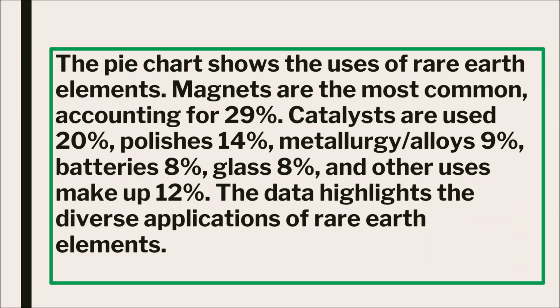The pie chart shows the uses of rare earth elements. Magnets are the most common, accounting for 29%. Catalysts are used 20%, polishes 14%, metallurgy, alloys 9%, batteries 8%, glass 8%, and other uses make up 12%. The data highlights the diverse applications of rare earth elements.